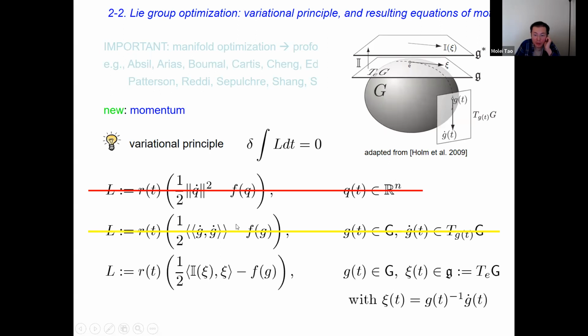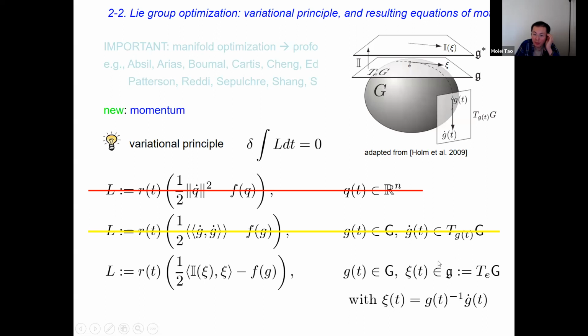What is even more interesting is if you actually have a Lie group. So this Riemannian manifold is actually a Lie group, and then you can do something more. You can do something very natural. What do I mean by that? G dot is actually in the tangent space based at G at time t. But what you can do is pull this entire tangent space back to the tangent space at the identity element of the group. This tangent space is known as the Lie algebra.